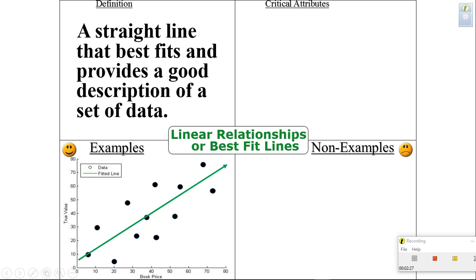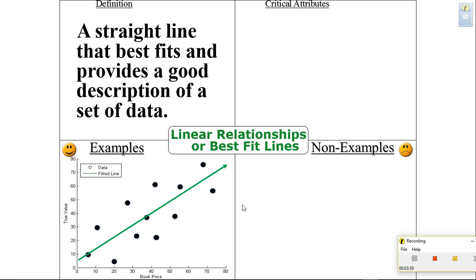Copy that, please, on the example box. Okay. Nice. Copy that, please. Okay. So according to the definition, once again, we said that it's a straight line. Do we have a straight line? Yes. And it provides the best fit and a good description of the set of data. All right. Everybody there so far? Yeah. Okay, let me show you a non-example.